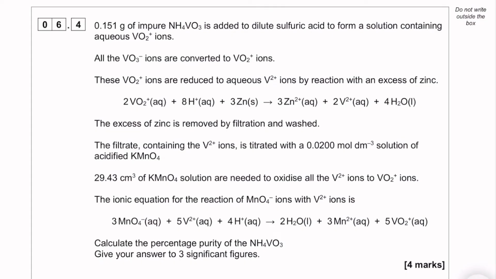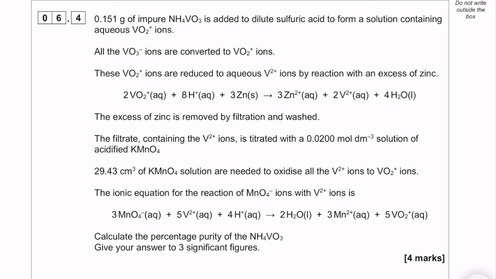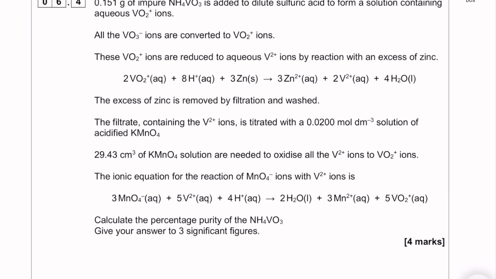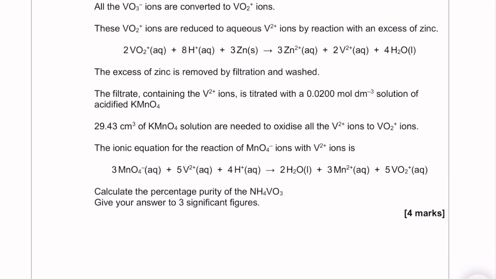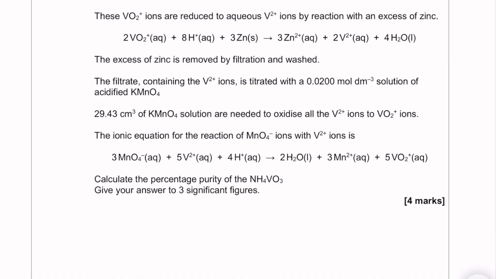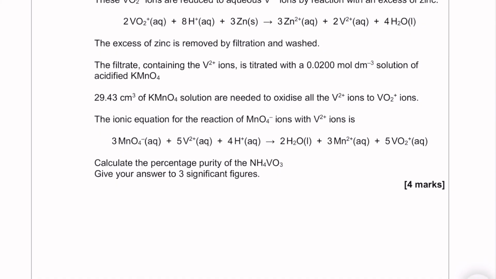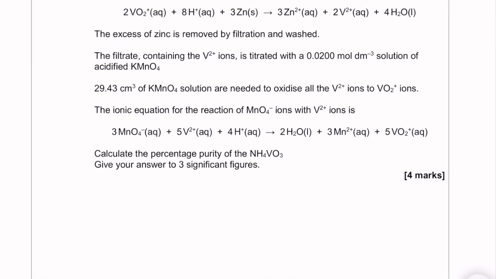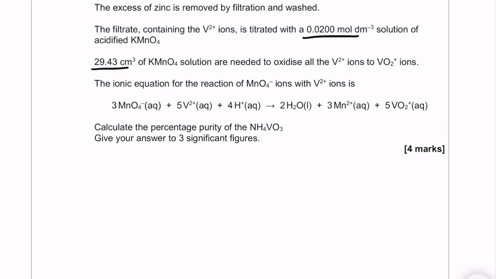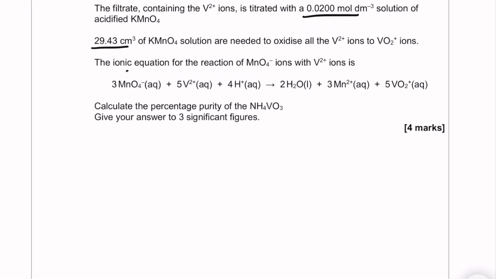0.151 grams of impure NH4VO3 is added to dilute sulfuric acid to form a solution containing VO2+ ions. All the VO3- ions are converted to VO2+. The VO2+ are then reduced to V2+ by reaction with zinc. The excess zinc is filtered and washed. The filtrate containing the V2+ ions is titrated with manganate, and we've been given a concentration and a volume and an equation, and the equation is 3 manganates to 5 V2+.